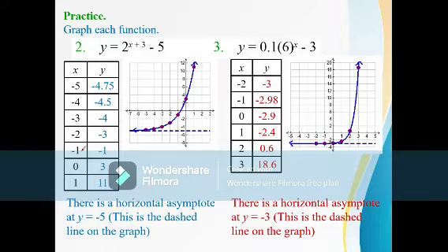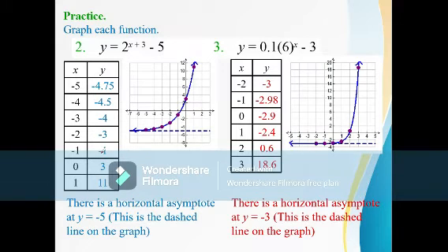Now, if x is negative 1, that is 2 to the power of negative 1 plus 3. That becomes 2 to the power of 2, or 2 squared. 2 squared is 4. 4 minus 5 is negative 1. Now, if x is 0, that becomes 2 to the power of 0 plus 3. That becomes 2 cubed. 2 cubed is 8. 8 minus 5 is 3. Now, if x is equal to 1, that becomes 2 to the power of 1 plus 3. 1 plus 3 is 4. So that is 2 to the power of 4. 2 to the power of 4 is 16. 16 minus 5 gives you 11.